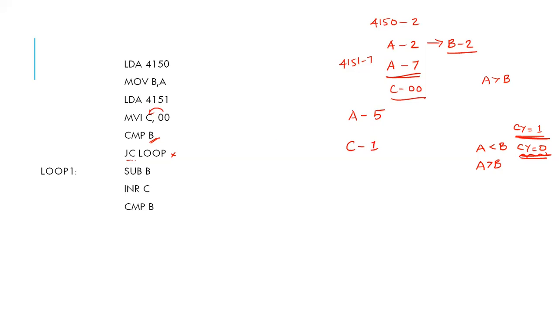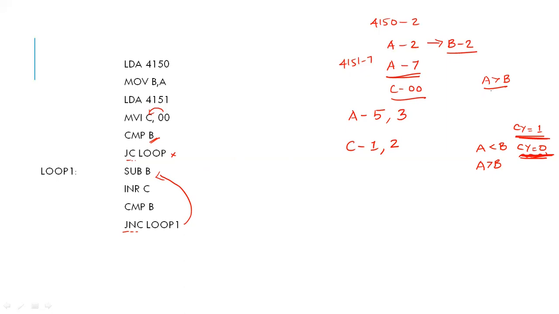Again, it's going to compare the accumulator value with the B register. Now also A is greater than B, 5 is greater than 2, so the carry flag will be 0. Here what I have given is jump if no carry. Our carry flag is 0, so the condition is satisfied and obviously it will jump to loop 1, that is here. Again it will subtract. Now the new value will be 5 minus 2, that is 3. Again it is incremented, so C will become 2.